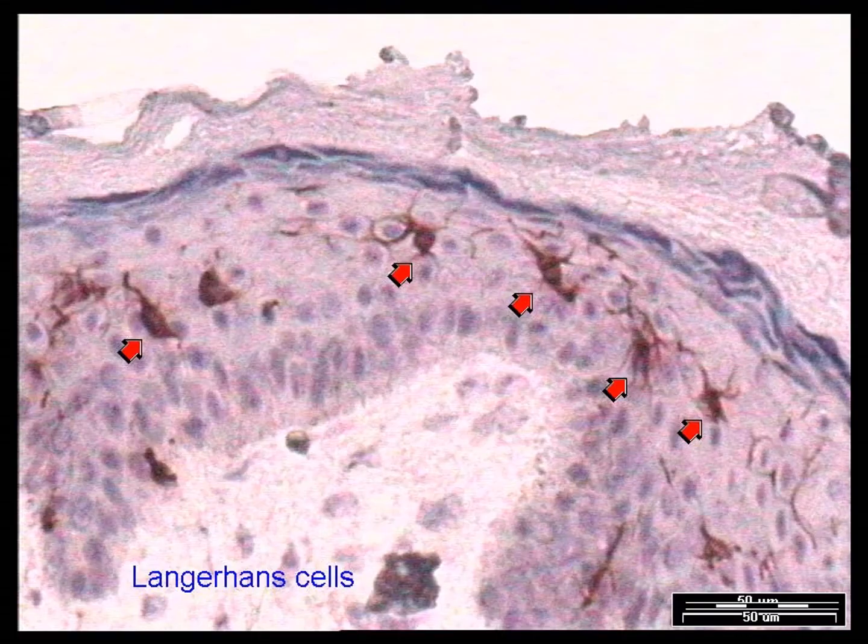Langerhans cells are seen here. They are, of course, white blood cells that help to consume or eat bacteria. That prevents bacteria from traveling further down toward the dermis. If we reach down here in the dermis, there is a blood supply, and those microbes can then travel in the bloodstream.